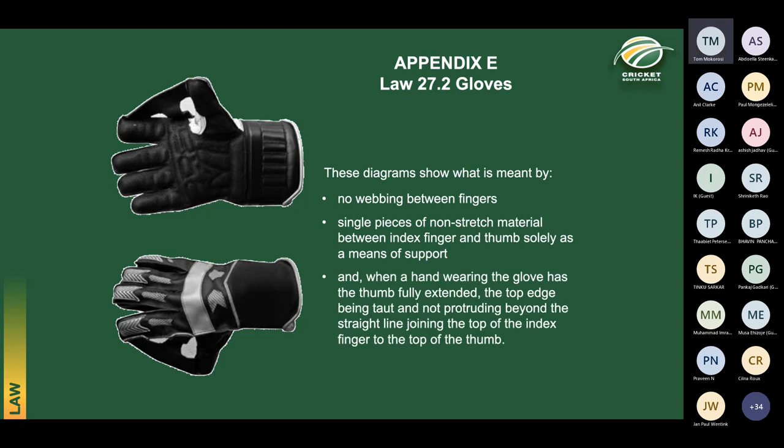The material needs to be single pieces of non-stretch material and only between the index finger and thumb, as mentioned. When a hand wearing the glove has the thumb fully extended, the top edge must not protrude beyond the straight line joining the top of the index finger to the top of the thumb. So all we're saying here is that we cannot have an arch higher than the straight line between the top of the index finger and the top of the thumb.